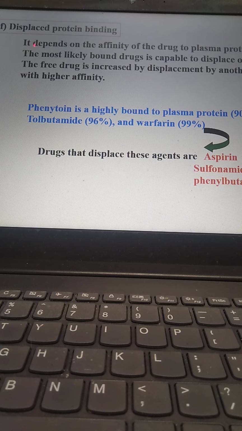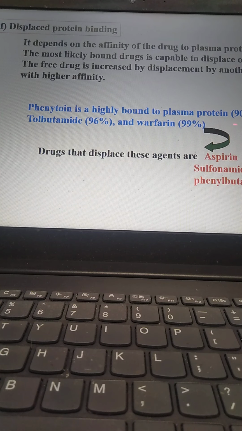Displaced protein binding depends on the affinity of the drug for plasma protein. The most highly bound drugs are capable of displacing others. The free drug is increased by displacement by another drug with higher affinity. Phenytoin is highly bound to plasma protein at 90%, tolbutamide 96%, and warfarin 99%. So aspirin, sulfonamides, and phenylbutazone, drugs that displace these agents, are very important. Tolbutamide, warfarin, and phenytoin should not be given with aspirin, sulfonamides, and phenylbutazone, because they will unbind them.